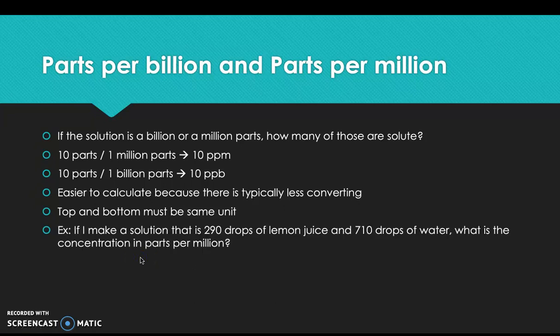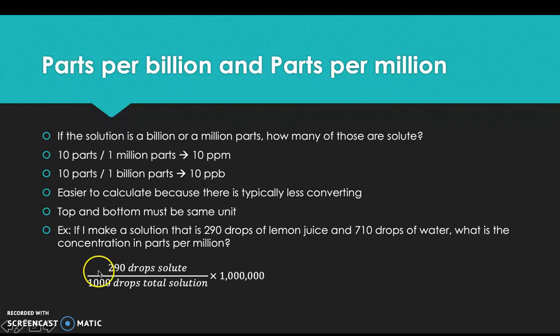So our example here: if I make a solution that is 290 drops of lemon juice and 710 drops of water, what is the concentration in parts per million? So to do this, I'm going to take my 290 drops of my solute, that's my lemon juice. I'm going to add these together, these two numbers, 290 and 710, to give me my 1,000 drops of total solution. So what I'm essentially saying here is that out of my 1,000 total drops, 290 of those were my lemon juice. I'm going to multiply this by 1,000,000 because I'm wanting parts per million, and that gives me 290,000 ppm of lemon juice.